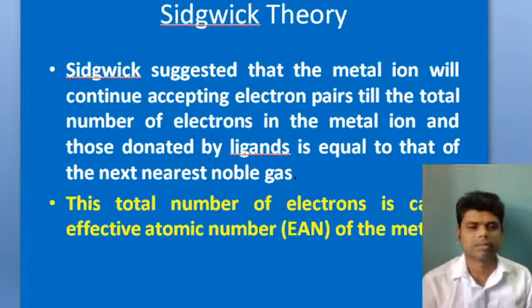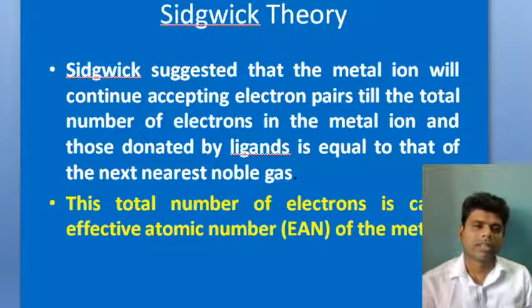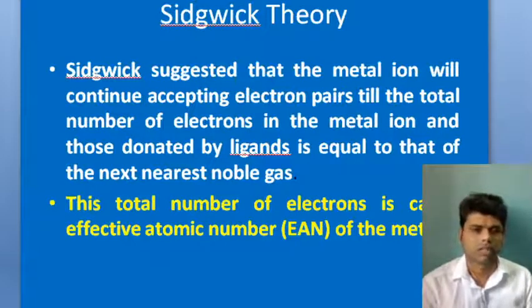And then comes the electronic interpretation. The electronic interpretation of coordination compounds is given as a theory proposed by Sidgwick. It is called Sidgwick's theory. If someone says Sidgwick's theory, it means the electronic interpretation of coordination compounds, which is given in one single word: EAN.